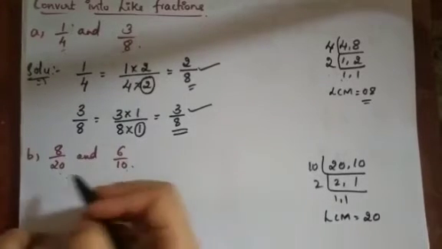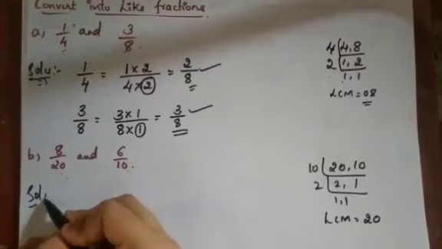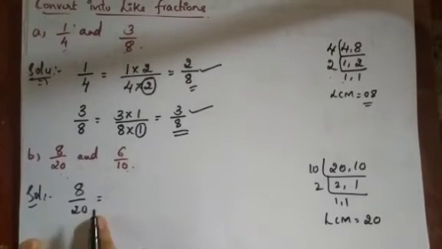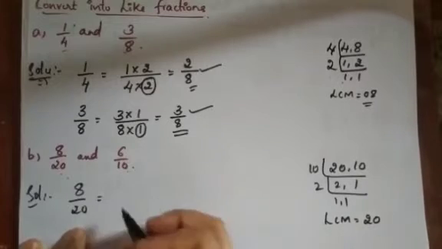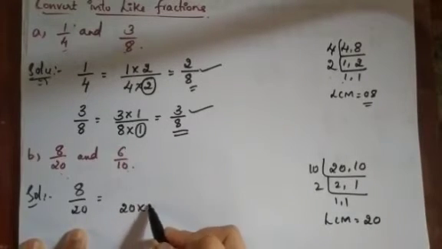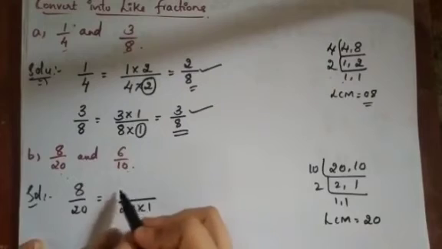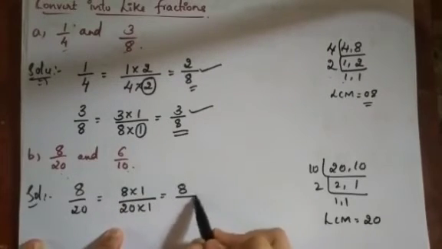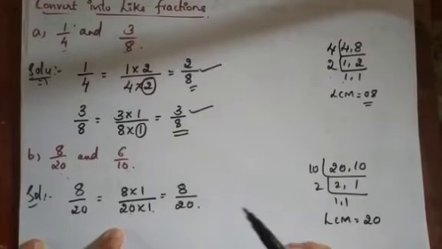So now we do the same thing in this case also. First I am taking 8 divided by 20. Okay, 20 1s are 20. So the denominator I have to multiply by 1. The same thing I have to multiply in the numerator also, 8 into 1. So 8 into 1 is 8. 20 into 1 I will get as 20.